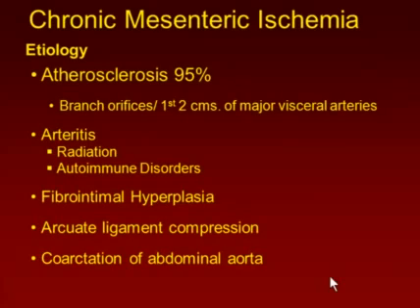Atherosclerosis is about the main cause of chronic mesenteric ischemia. About 95% of chronic mesenteric ischemia is caused by atherosclerosis, and it usually involves the orificial portions, first 1 to 2 centimeters of the major visceral vessels. When we talk about the other 5% of things that can cause mesenteric ischemia, it can be arteritis, radiation, autoimmune disorders, fibromuscular intimal hyperplasia, arcuate ligament compression, or coarctation of the abdominal aorta.